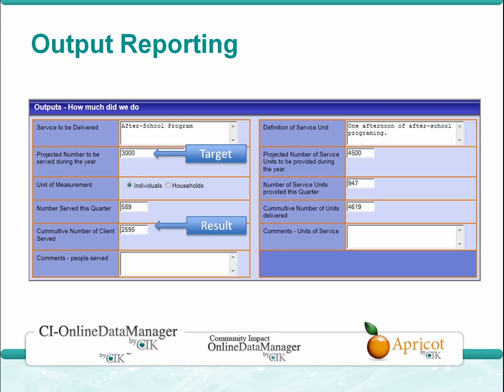And during the last quarter, this is the 4th quarter, they served 589 kids for a total for the year of 2,595. So again, looking at that accountability, they said they would provide 4,500 after-school days or units of service. They provided 947 this quarter for a total of 4,619 for the year. So as you can see, they actually exceeded the number of after-school days, but they fell a bit short relative to the number of youth that they said they would serve.